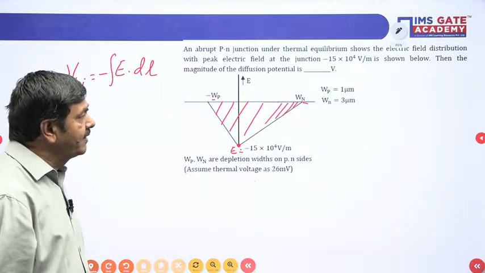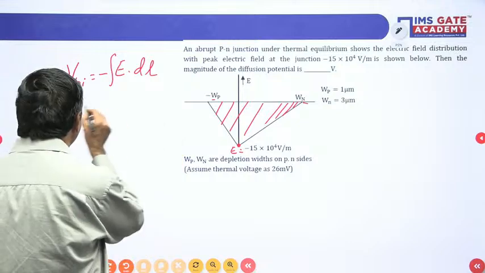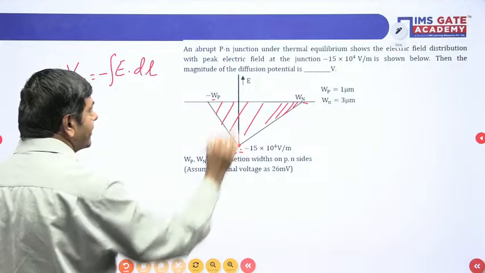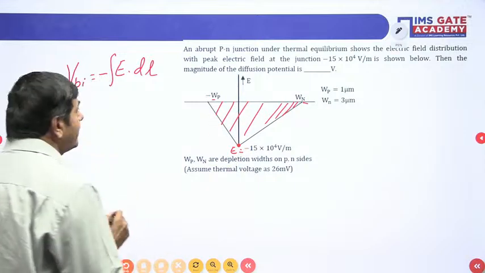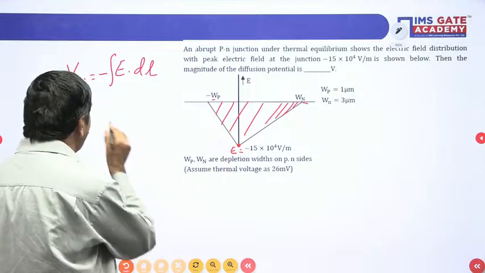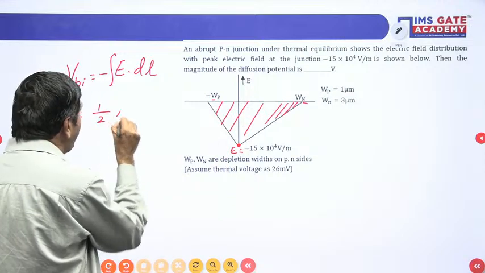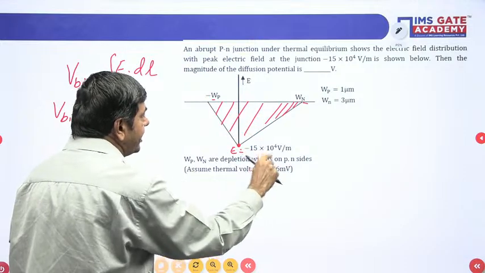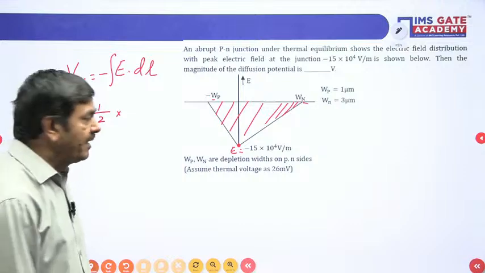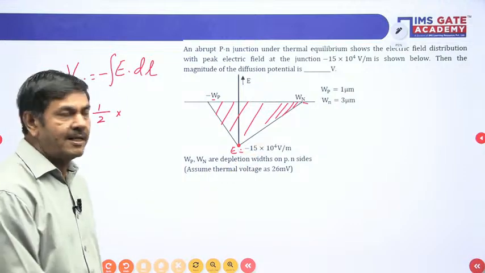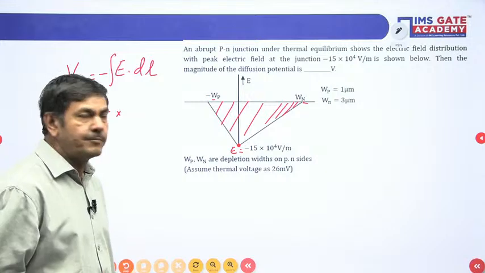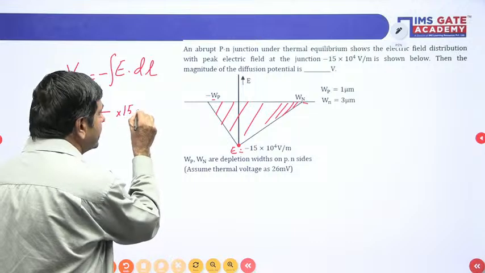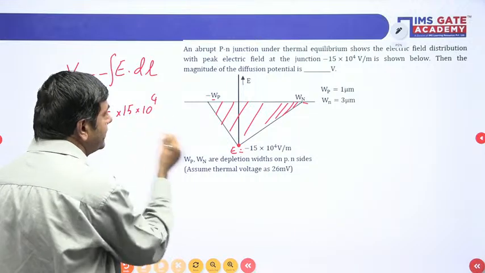Understand now? You know very well now. But how can we find this VBI? It can be calculated by the area of this electric field intensity profile. But how to find out this area? It is half into the base into the height, the area of the triangle. Height is nothing but the electric field intensity, 15 into 10 power 4. Only the magnitude value is required, so I don't want to take the minus sign here. Why, sir? The reason is the magnitude of the built-in potential is required. So I can put here 15 into 10 power 4 volts per meter only.